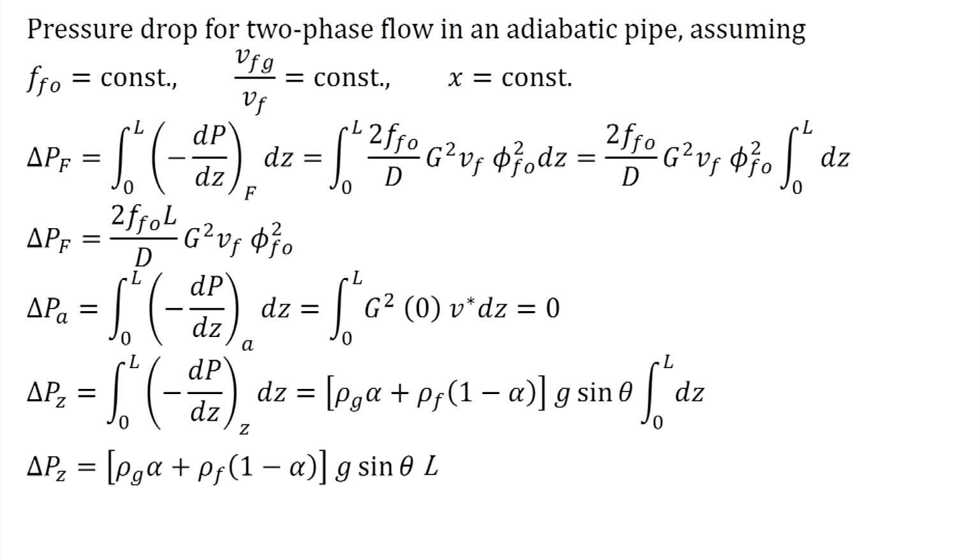Delta Pa, because the dP by dz A is 0, so delta Pa will also be equal to 0. Delta Pz, here also everything comes out of the integral, and we have only 0 to L integral dz, which is equal to L. Therefore, delta Pz is equal to rho g alpha plus rho f 1 minus alpha, g sin theta L. So, by finding alpha, we can find delta Pz, and alpha we can find from Martinelli and Nelson graphs.